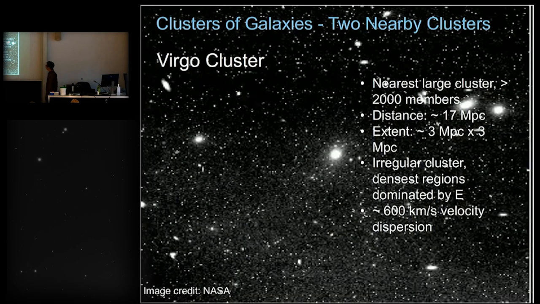Now, here is a nearby cluster, this is the Virgo cluster. It's the nearest large cluster that we know of, with more than 2,000 members. Here's the distance, the typical extent of the cluster. It's an irregular cluster here, and indeed the densest regions are dominated by ellipticals, as we touched upon. We have the velocity dispersion, which is about 600 kilometers per second. When we discuss galaxy clusters, in our dynamics section, we will see how we can relate this to the total mass of the cluster.